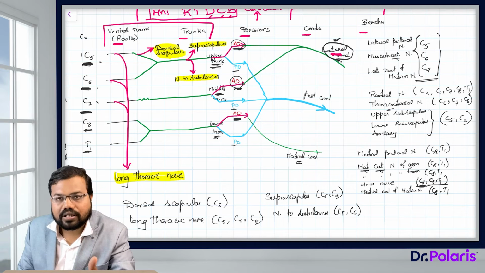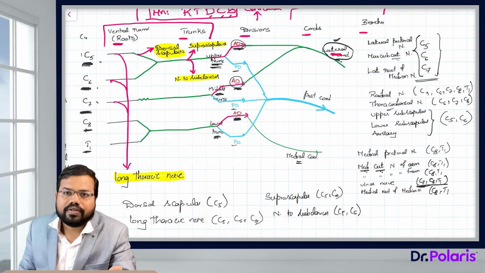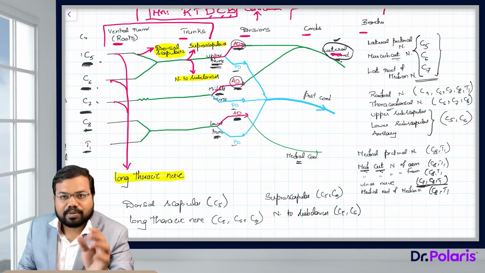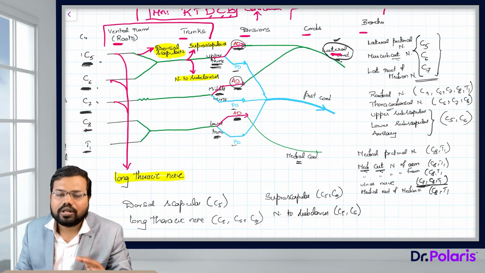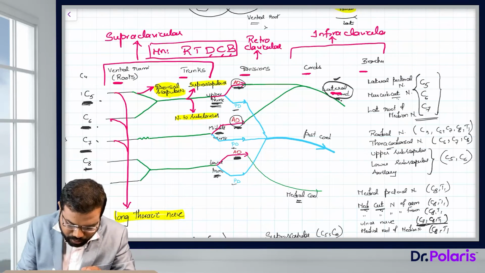Long thoracic nerve is one thing. Dorsal scapular nerve goes to the rhomboids. Suprascapular goes to the subclavius. The specification is whether they are present above the clavicle or below the clavicle. That's what we have said.